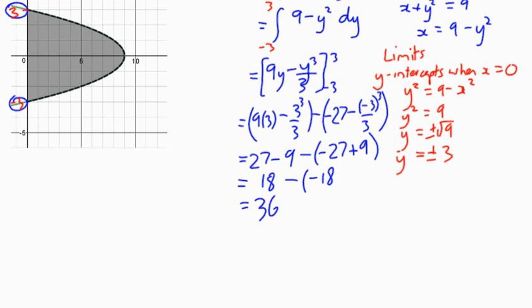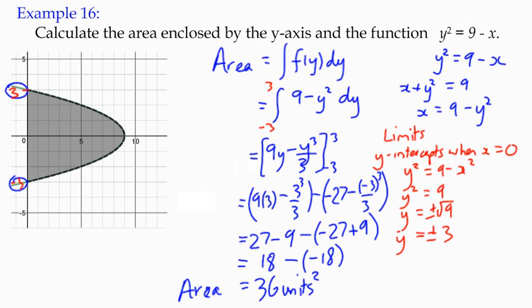So let's just rewrite that. Area is equal to 36 square units. Sometimes it's good just to dial back. Don't do too much in one go. Otherwise, you'll start making mistakes.